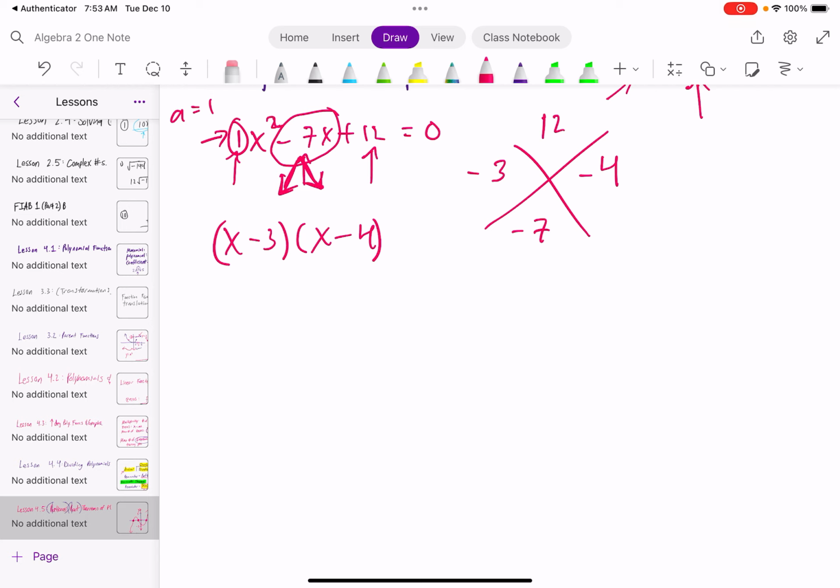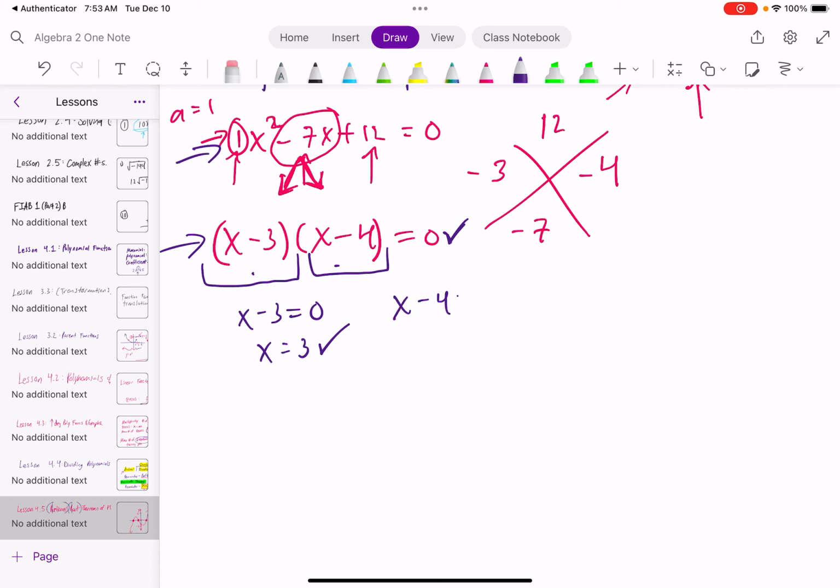So, to answer the question, so far we know that this is equal to this. And so what x values would make this true? Well, it would definitely be 0 if this was equal to 0, because 0 times anything will be 0. So we have x minus 3 is 0, and so therefore x is 3. That's a 0. And if this was 0, then that would also work, because 0 times anything else is still 0. x minus 4 is 0, x is 4. So there you have it.